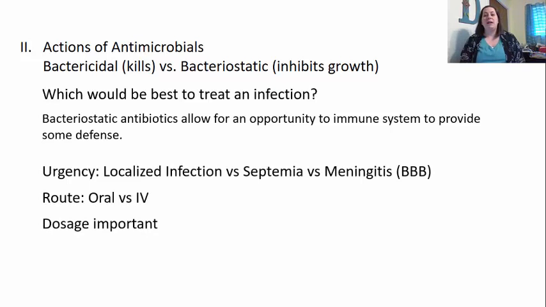Now, of course, which type you are going to use is going to be based on the urgency. Is it a localized infection? Is it septicemia? Is it a meningitis dealing with the blood-brain barrier? What kind of antimicrobial are we going to give? Is it going to be an oral medication or is it going to have to be through the IV? And also the dosage is important. How often does the patient need to take it? How much? How many milligrams do they need to have? All of these things are very important to look at when we're talking about antimicrobials.